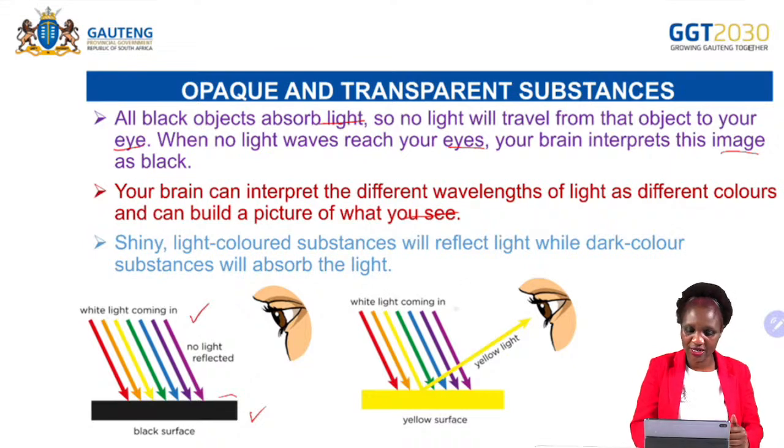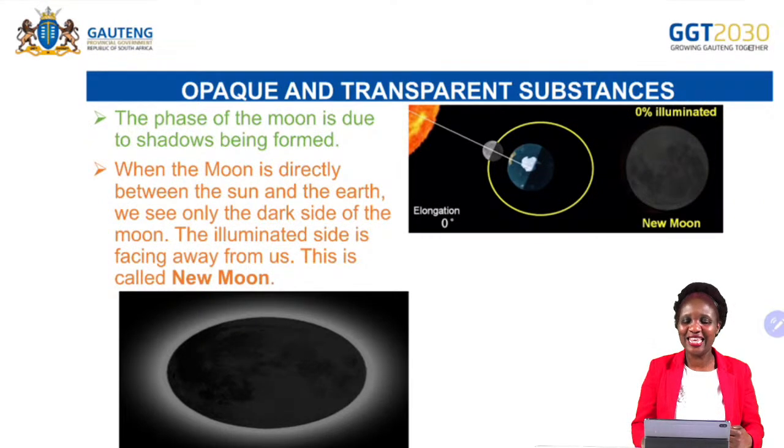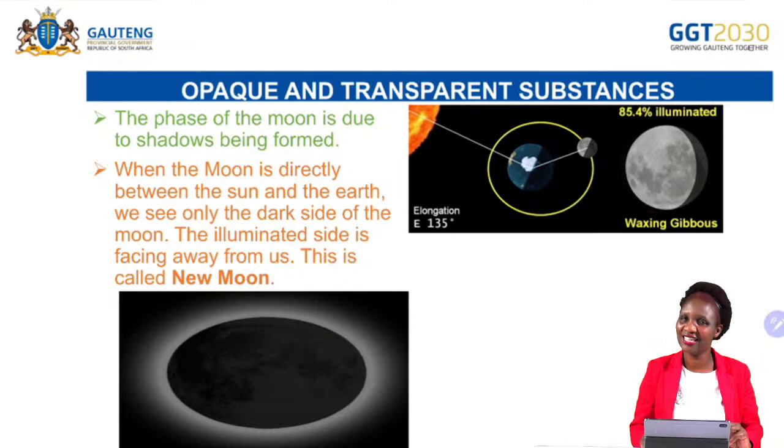And then let's look at this one here. White light is coming in, and then it hits a what? A yellow surface. And then what's going to happen to our eyes? We are going to see yellow. Why yellow? Because yellow is going to be reflected to our eyes. Therefore, we'll see this substance as yellow. Look at that. This is interesting, isn't it? That's very good. And then we are carrying on with opaque and transparent substances, grade 8.